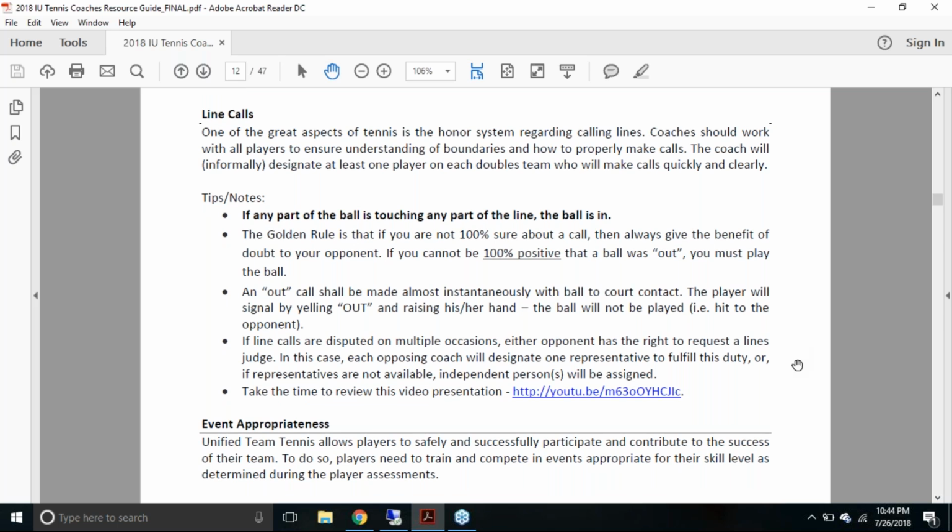If any part of the ball is touching any part of the line, the ball is in. The golden rule is that if you are not 100% sure about a call, then always give the benefit of the doubt to your opponent. If you cannot be 100% positive that the ball was out, you must play the ball.